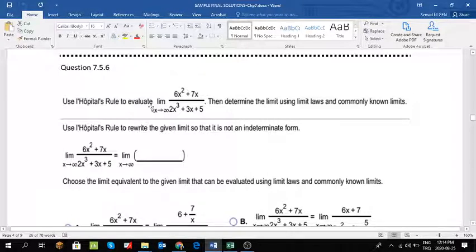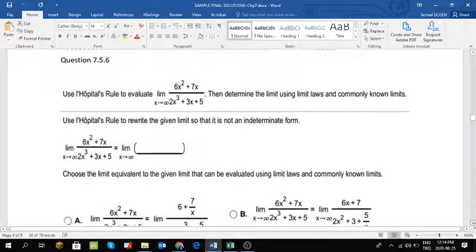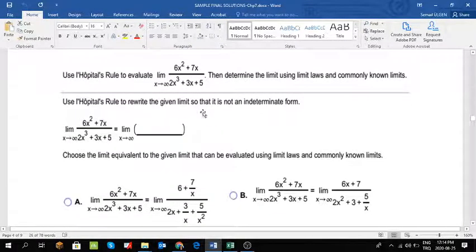Okay, first of all, what do we do? It says use L'Hopital's rule to rewrite the given limit so that it's not an indeterminate form. As x approaches infinity, we have infinity over infinity, okay? Then we can apply L'Hopital's rule. If we apply L'Hopital's rule, what is this gonna be?